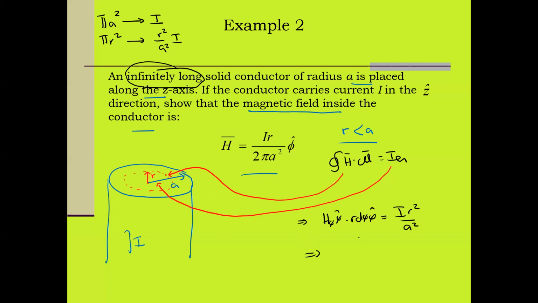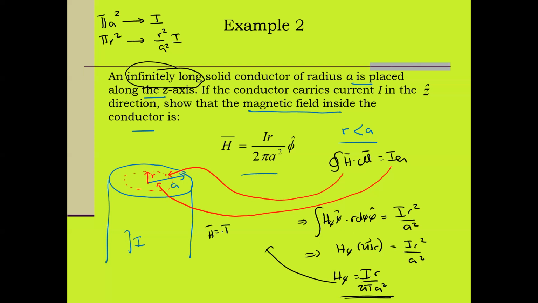And if we proceed further, we're going to have H phi of 2 pi r. Sorry, need to have integration here. Sorry for that. So when we integrate, we're going to have H phi of 2 pi r equals I r squared over a squared. And following this, we're going to have H phi equals I r over 2 pi a squared. And in terms of the vector, H vector will equal I r over 2 pi a squared, direction of phi, in ampere per meter unit.